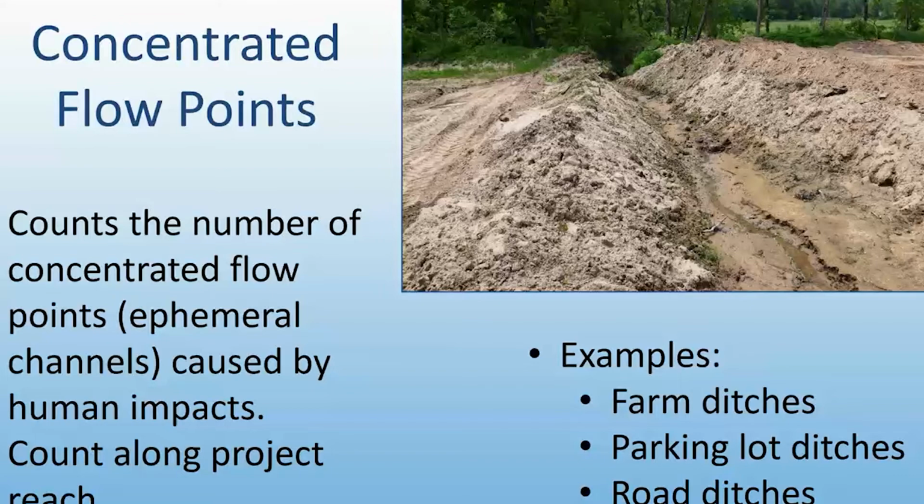But if we humans created a ditch, then that's a concentrated flow point. So it's anthropogenically created concentrated flow points. For now, we simply count them along the project reach and report it as a number per 1,000 feet. Things that would count as concentrated flow points are farm ditches, parking lot ditches, and road ditches.